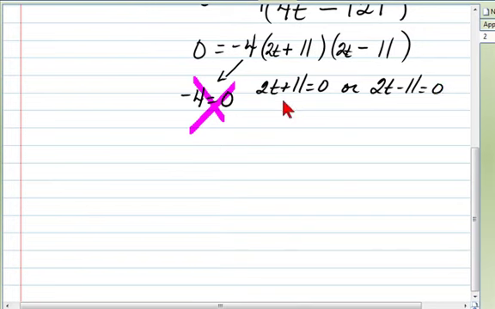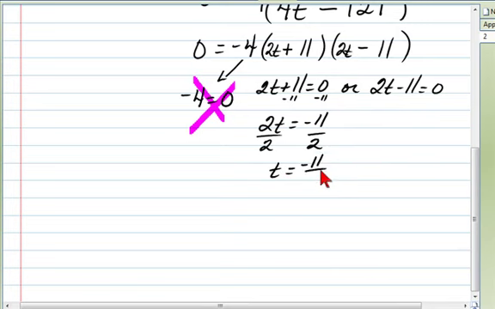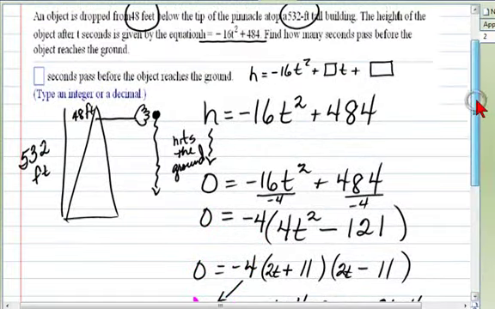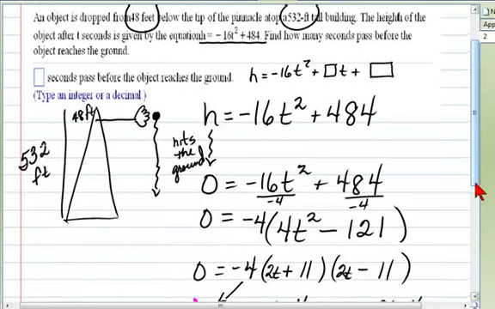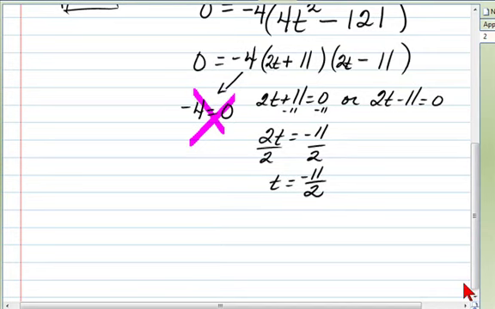So I need to solve the first one. I'll subtract 11. I have 2t is equal to -11. Divide by 2. And t is equal to -11 over 2. That's time. If we went back up to the original problem, close to where you're typing in the answer, it would tell you to write your answer as an integer or a decimal. It did not give you the option to leave it as a fraction.